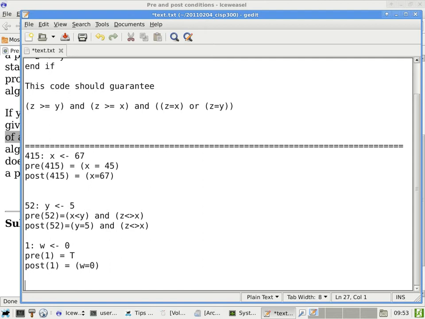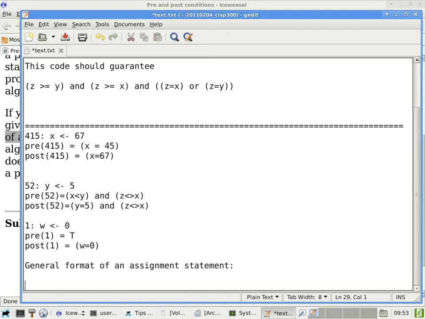Let's move ahead and talk about, in general, what do we do? Now, what is the general format of an assignment statement? It's actually pretty easy. The general format of an assignment statement is it has a line number, so n is my line number here. It has a variable on the left-hand side. In this class, I'll just use LHS to represent the left-hand side. And it has the assignment symbol, which is a left arrow.